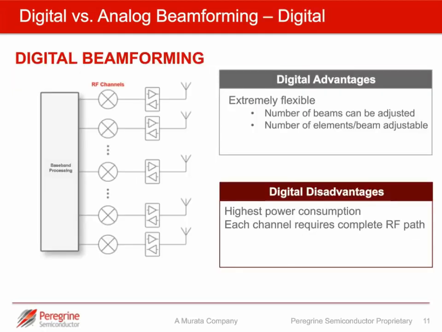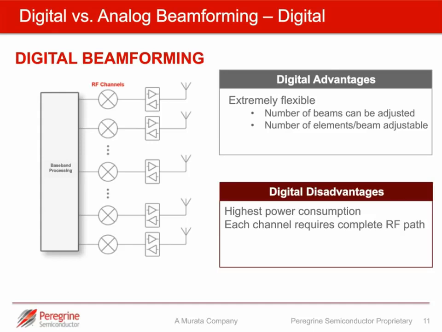If we take digital beamforming, the basic premise here is we have a baseband processing unit that drives a series of RF channels, and each RF channel drives an individual antenna element. So this gives us the ultimate flexibility in our system. It allows us to configure it: we can combine channels to get additional gain, so we can get the array gain, or we can have a larger number of channels to talk to a larger number of users.